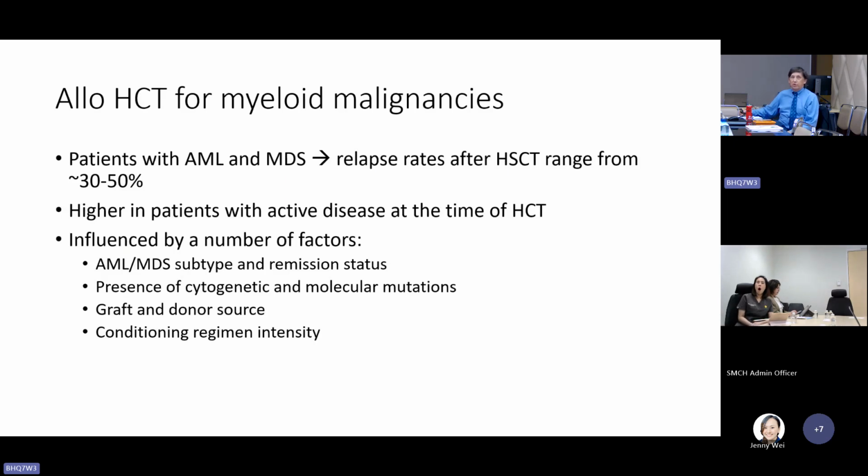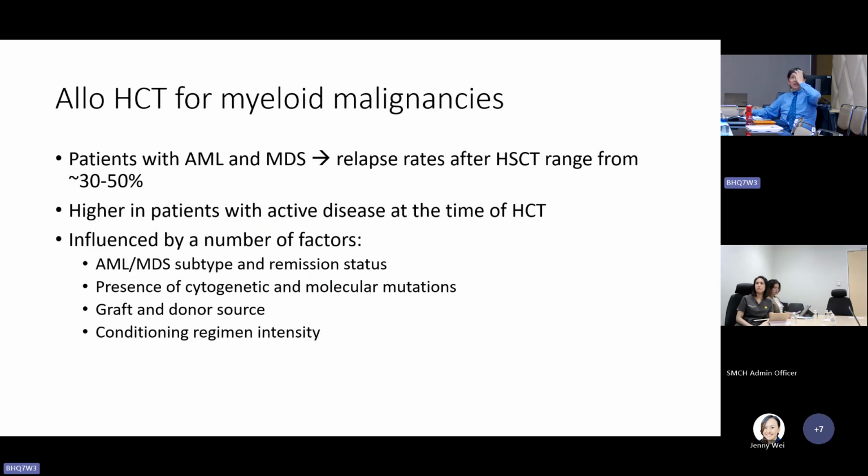So we know that if we do an allogeneic transplant for myeloid malignancy, the relapse rates after transplant range from 30 to 50%. We expect a relatively high rate of relapse. We know if you transplant someone with active disease, there's a good chance they're going to relapse. We talked earlier about relapsed refractory AML. What do you do with it? Well, you can take those patients directly to transplant, and about 15% of them probably will have a chance of being cured, but 85% will come back. So you want to get the disease burden down before going forth.